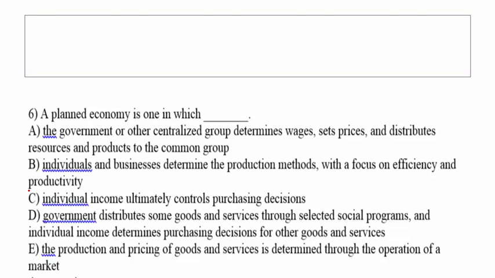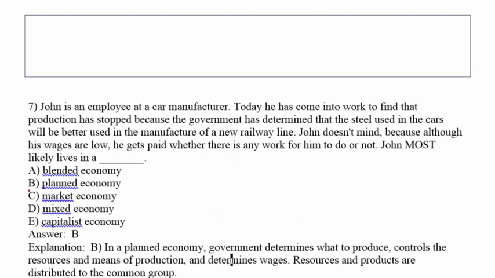Okay, good. Take a look at number 6 here from the test bank. A planned economy is one in which the government runs things. So basically the same choices here. We just shifted from a market to a planned economy. Okay, I think maybe I picked this one because the person's name was John. I don't know, but it's an employee of a car manufacturer, and he came into work and found out that the government stopped the operations. Well, if that's the case, then we're probably talking about what? Planned economy, if the government is the one that's coming in and making those kinds of decisions, right? We've said that's a planned economy.